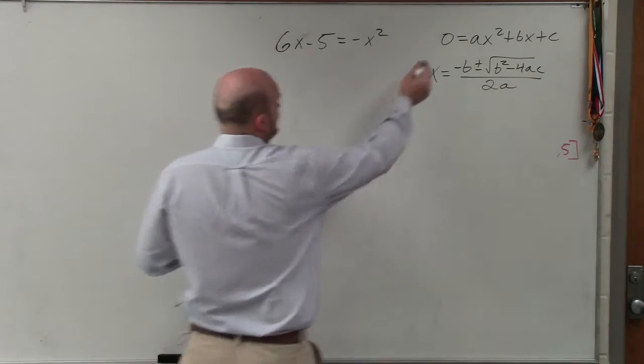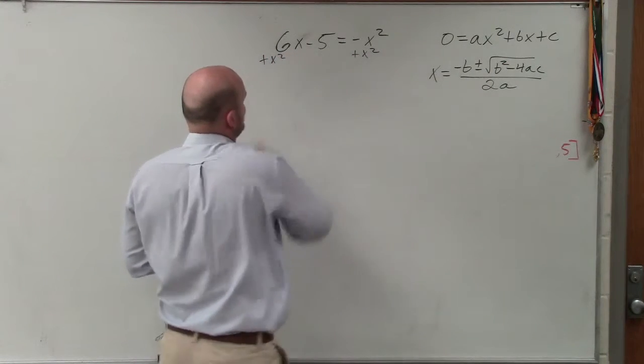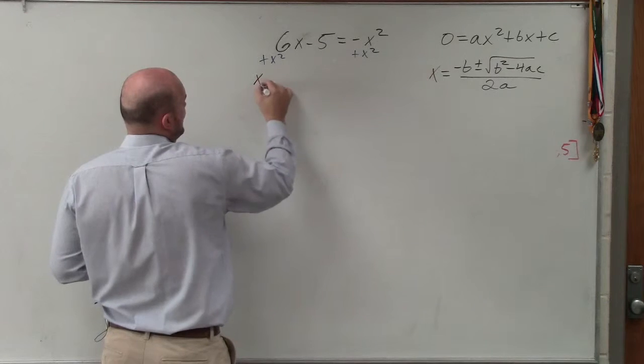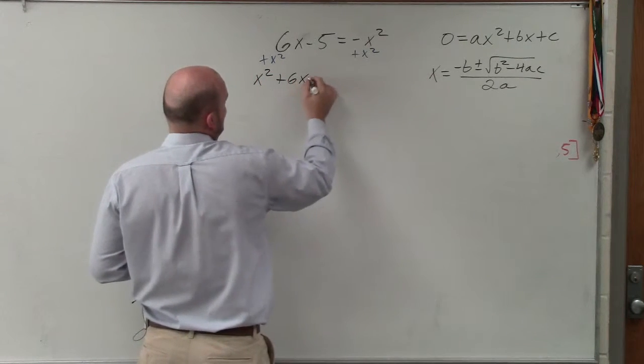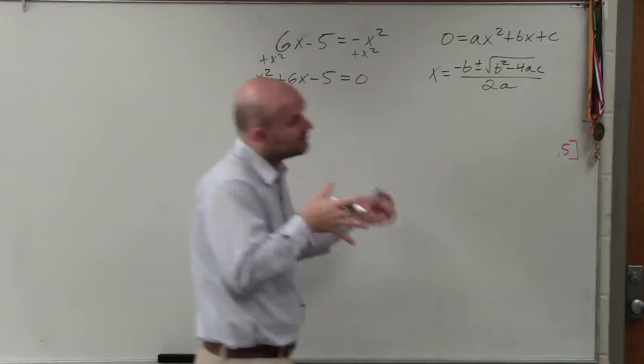So the first thing I see I can do is I want to make sure I write this in that format. So I'm going to add an x squared to both sides. Therefore, now I obtain x squared plus 6x minus 5 equals 0. Now I have written my quadratic, so it's set equal to 0.